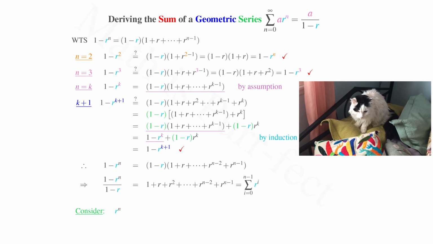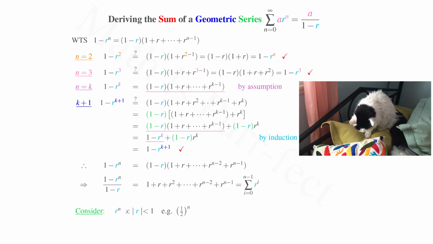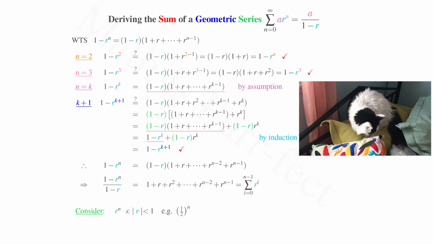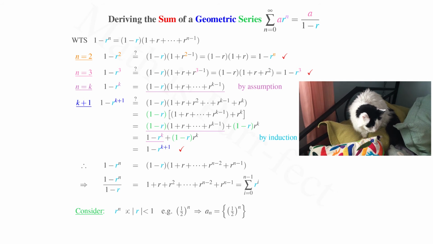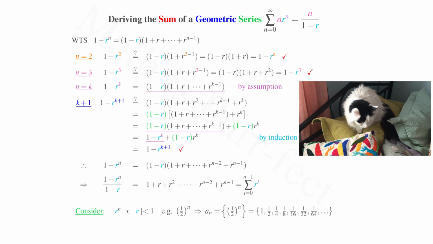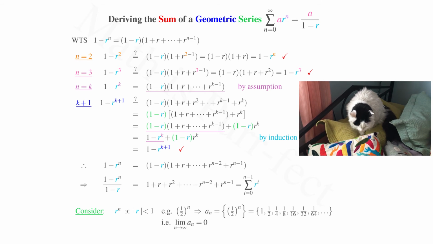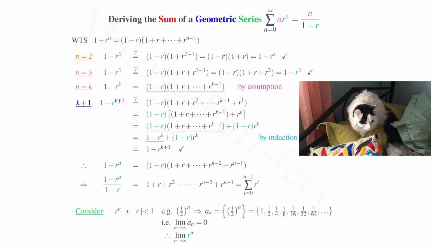Now consider a ratio r raised to the nth power where r is strictly less than 1 in absolute value. For example, 1/2 to the nth power. The corresponding sequence a sub n of 1/2 to the nth power is given by 1, 1/2, 1/4, 1/8, 1/16, 1/32, 1/64, etc. That is, the limit as n becomes infinite of the sequence a sub n is equal to 0. Therefore it should be clear that subsequent powers of ratios strictly less than 1 have a limit of 0. That is, the limit as n becomes infinite of r to the n is equal to 0 for all r strictly less than 1 in absolute value.